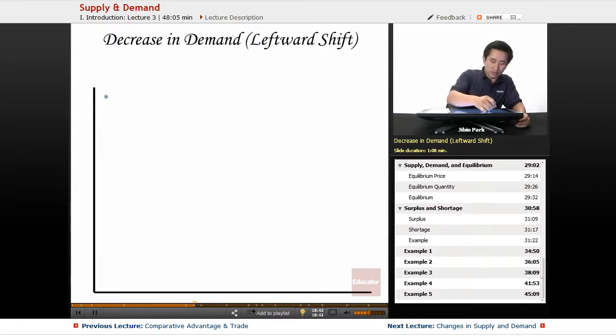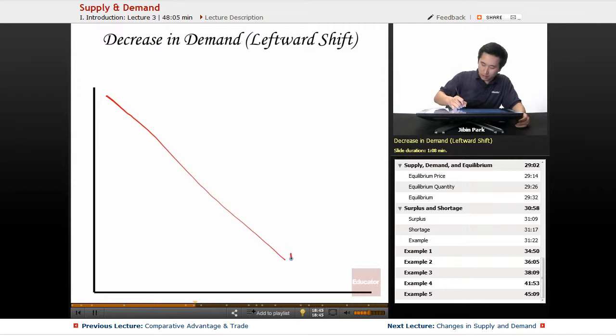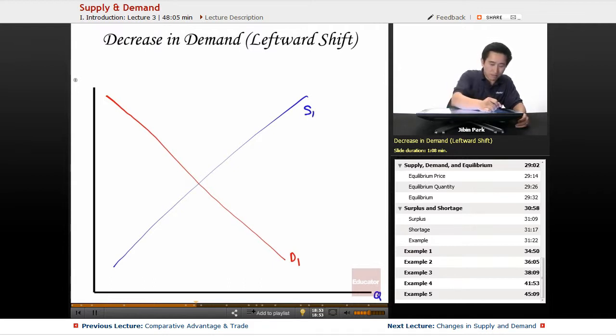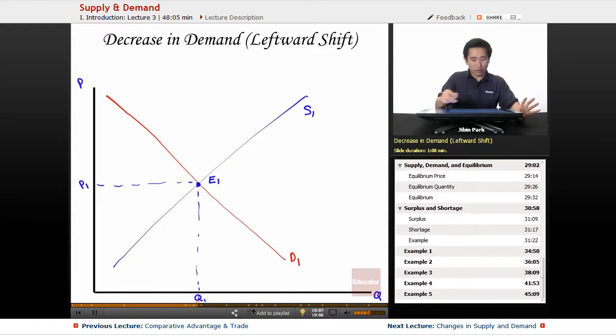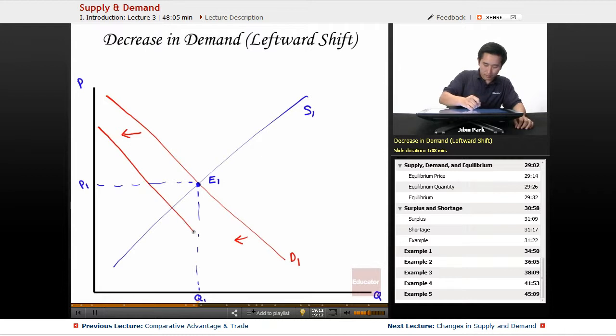Again, it's pretty self-explanatory here. You draw the demand curve D1 here, and then you draw the supply curve S1 here. Label this as Q. Label this as P here. And let's label the equilibrium point, which is Q1 and P1. So if there's a decrease in demand, again, for whatever reason, then this demand curve is going to shift to the left here. And so the equilibrium quantity will decrease and the equilibrium price will also decrease here.